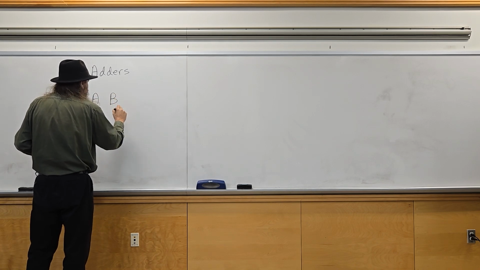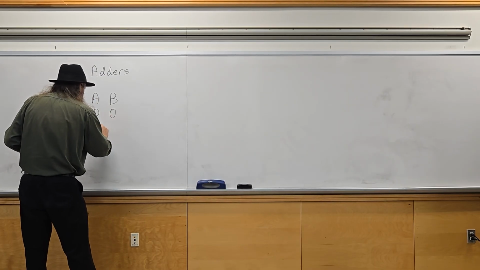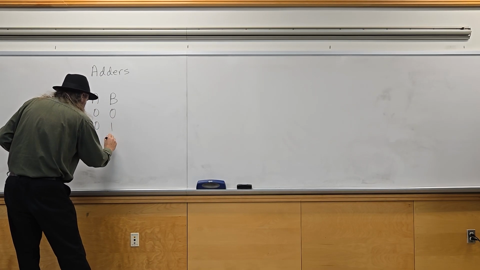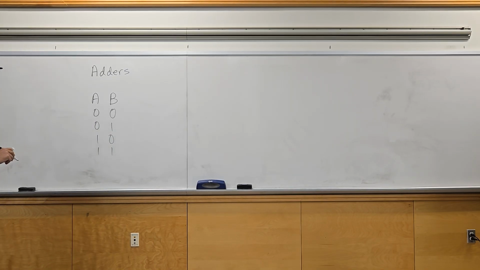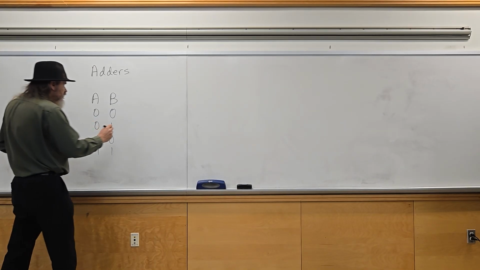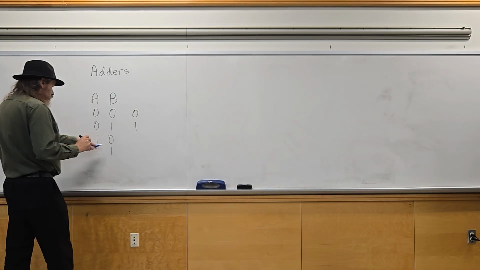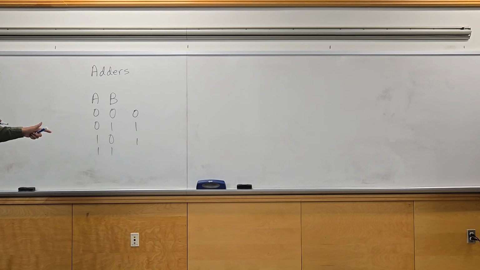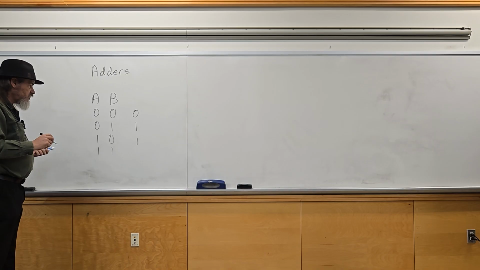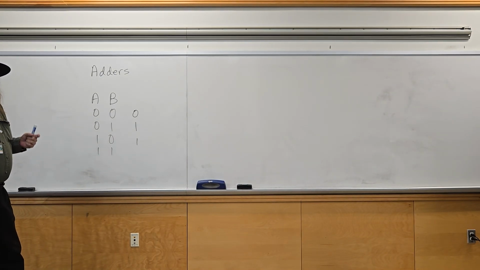Start with 2 bits. To add them together, 0 plus 0 is 0. 0 plus 1 is 1. 1 plus 0 is 1. But then you run into the problem of 1 plus 1. In binary, the result is 2, so you would need a 1, 0, so you'd need a second output.